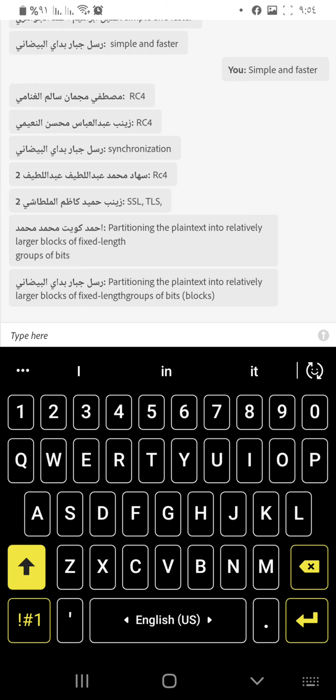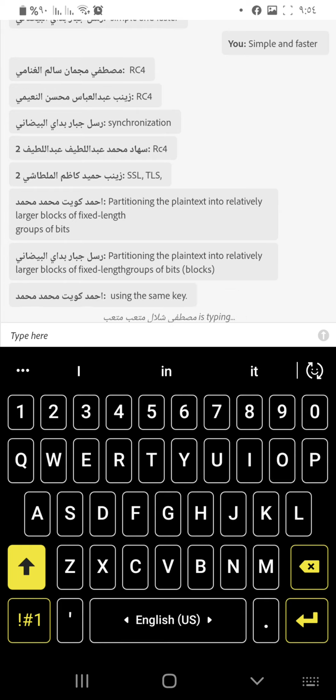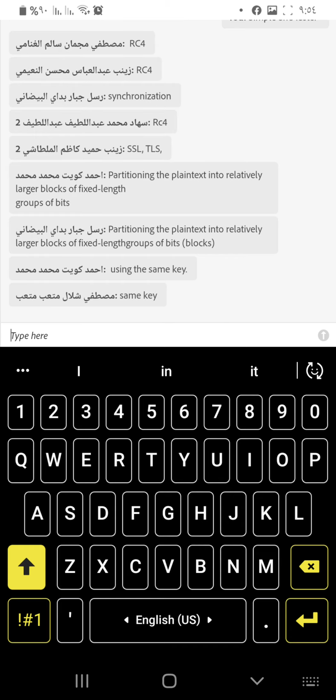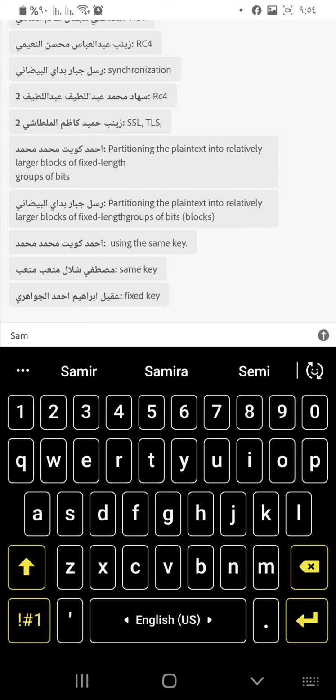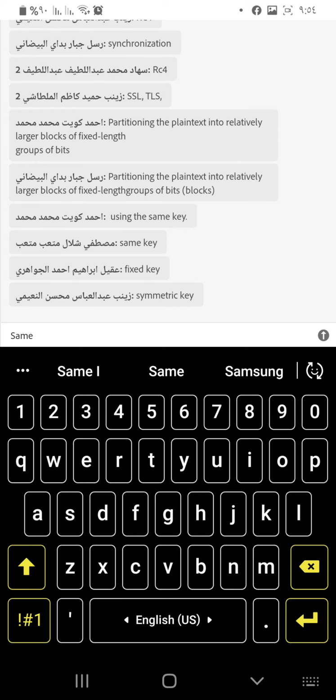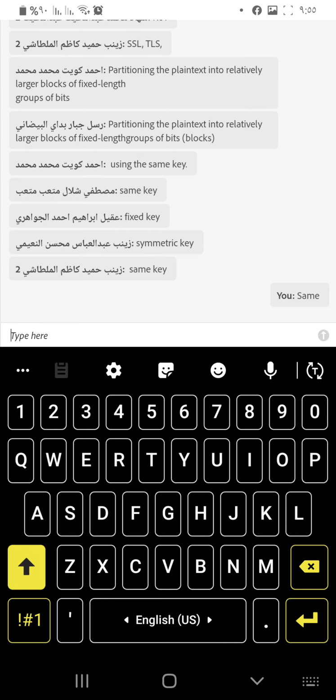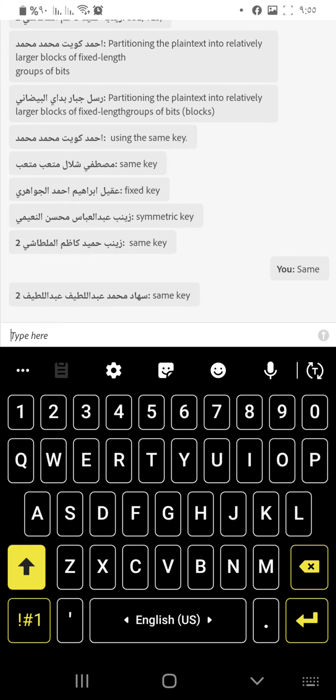What key is used to encrypt each block of data in a block cipher? It's the same key. Yeah. Ahmad Kuwait and Mustafa Shalal. Yes, it's the same key. What does it mean when we say that block cipher is a deterministic algorithm?